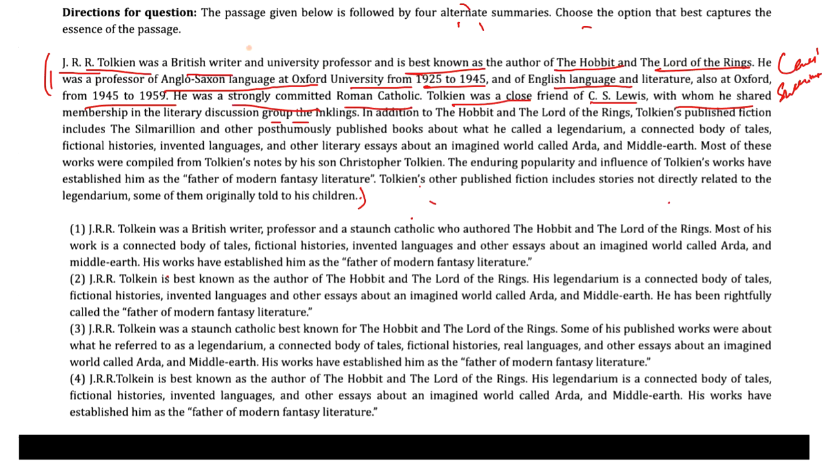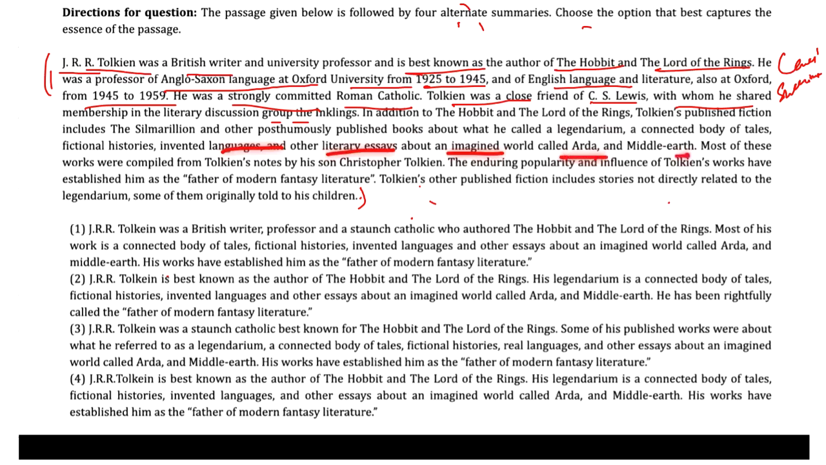After that, it is also stated that in addition to The Hobbit and The Lord of the Rings, Tolkien's published fiction includes The Silmarillion and other works published posthumously. Posthumously means after his death. So these were books about what he called a legendarium, a connected body of tales, fictional histories, invented languages, and other literary essays about an imagined world called Arda and Middle-earth.